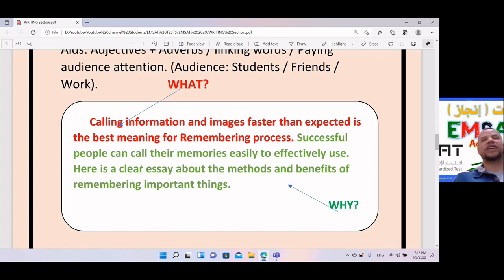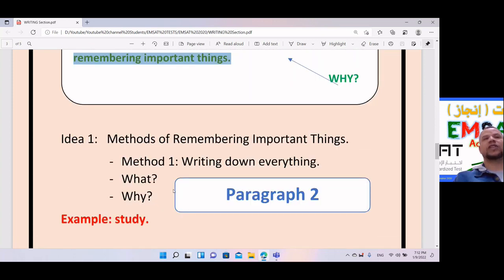And the last one, you have to mention it to be perfect. Here is a clear essay about the methods and benefits of remembering important things. Write it for any answer, about what he was asking me before, about the benefits, advantages of remembering important things. Okay, what about the next after the introduction, paragraph 1? How can I get the idea of paragraph 1? Paragraph 1 is for idea 1, methods, I mean ideas now. I will get ideas from this one. Methods, ways of remembering important things.